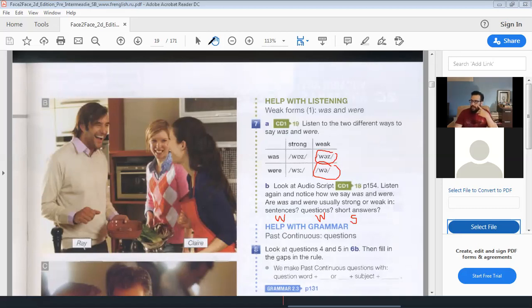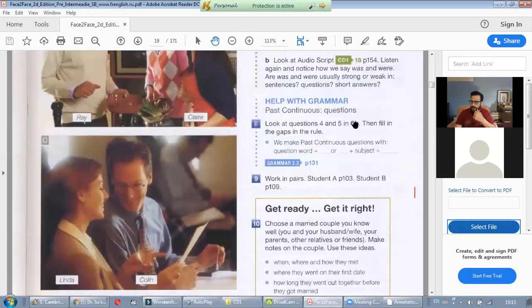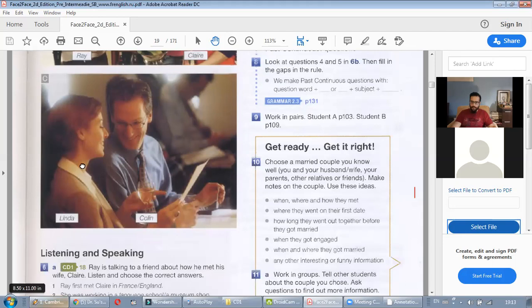All right, so now the next part here, we have a little bit of grammar. Let's do the grammar part. Okay, it says look at questions 4 and 5 in exercise 6b, then fill in the gaps in the rule. Okay, so let's see the rule. What does it say? It says we make past continuous questions with a question word plus something plus subject plus. Let's see questions number 4 and 5. Let's look at past continuous questions. So here we have 4 and 5.